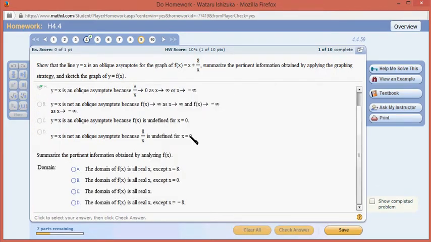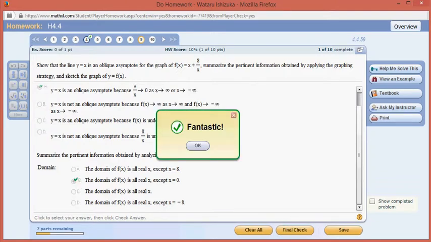Then next one, summarize the original one. So the domain is all real numbers except for, you can see that we can't have 0, so B. Check that. Right, we got that.